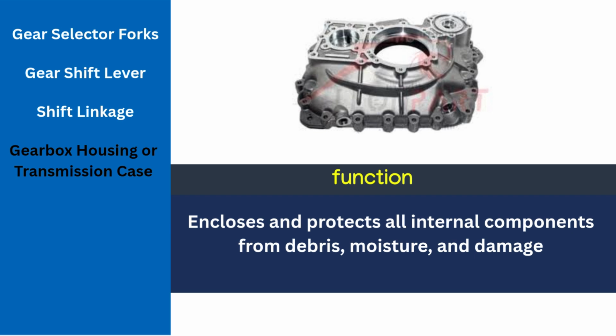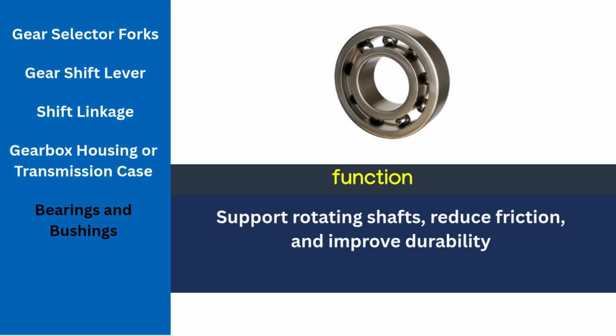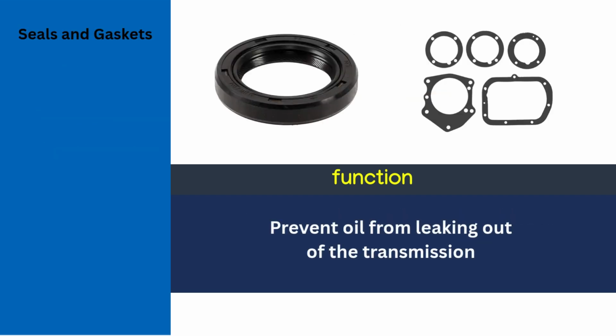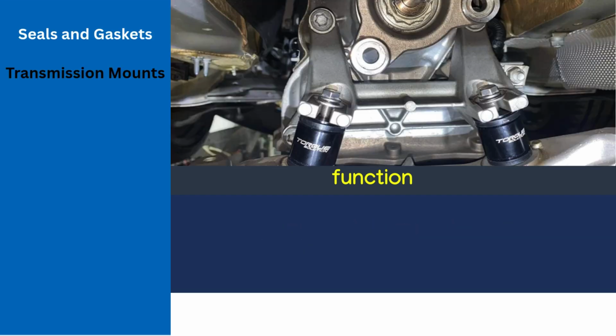Support and housing components. Gearbox housing or transmission case. Encloses and protects all internal components from debris, moisture, and damage. Bearings and bushings. Support rotating shafts, reduce friction, and improve durability. Seals and gaskets. Prevent oil from leaking out of the transmission.